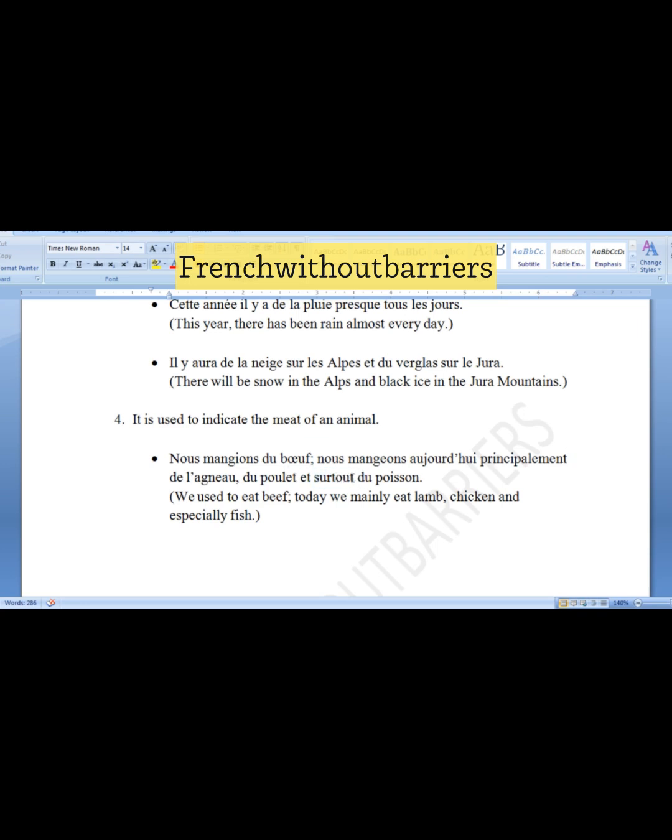Now, guys, as I just mentioned, the partitive articles are used to indicate the meat of an animal or the flesh of an animal, which is la chair. It is la, and the noun is chair. So we use our partitive articles when we are using these words in sentences as well.